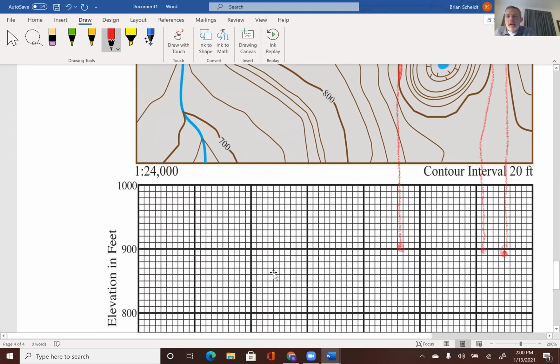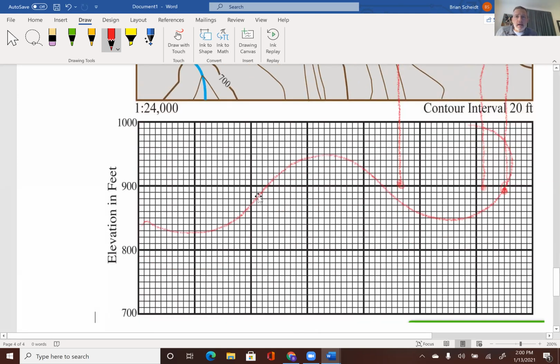And so what you're going to end up with is a bunch of dots that are going to give you the profile, the shape, whatever shape that is, whether it's going up or going down. And so that's how you're going to make the profile, by using the intersection between the line and whatever that elevation is. And you're plotting out what that is.